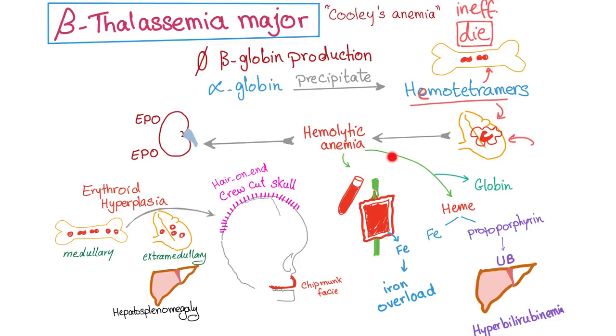What else? Hemolytic anemia is destruction of the hemoglobin, and hemoglobin has heme and globin. Heme has iron and protoporphyrin. Protoporphyrin will convert to unconjugated bilirubin, go to the liver to be conjugated into conjugated bilirubin. Okay, so this increase in unconjugated bilirubin will lead to unconjugated hyperbilirubinemia and, of course, jaundice. That's it for beta thalassemia major. If you understand this slide, you will know a lot of information for your exam.